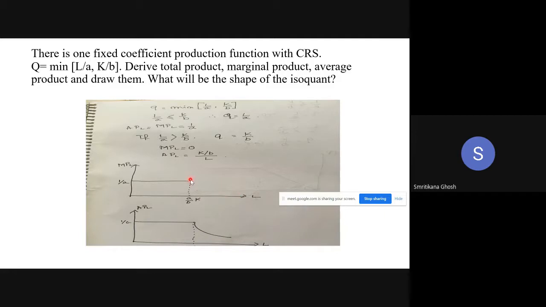So the kink point, that means the point from where the curvature changes, is the point where L by A is equal to K by B. That means L is equal to A by B into K. So it is here. This is the point. After that, MPL is 0. Before that, up to this point, MPL is equal to 1 by A. That is the MPL diagram.